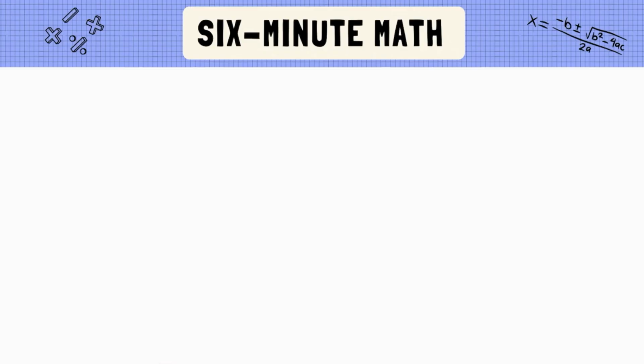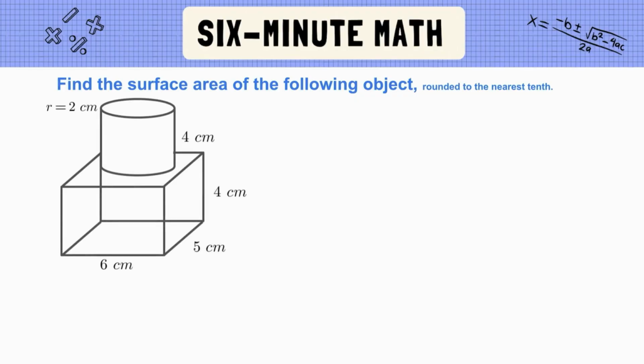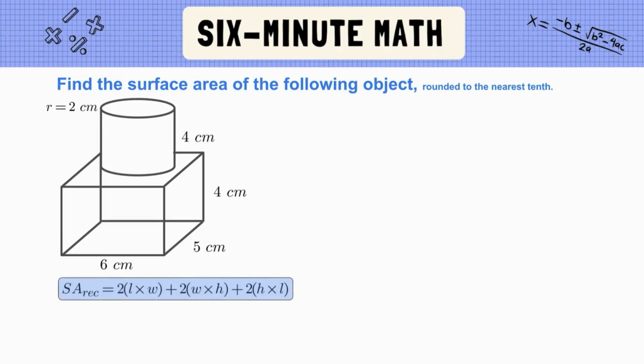So let's get into some examples here. We're going to find the surface area of the following, rounded to the nearest tenth. So I have 2 three-dimensional objects here. I have a rectangular prism and a cylinder. So what I'm going to do is find each of those individually. We have our rectangular prism. I will do that in blue. So I'm just going to outline that here.